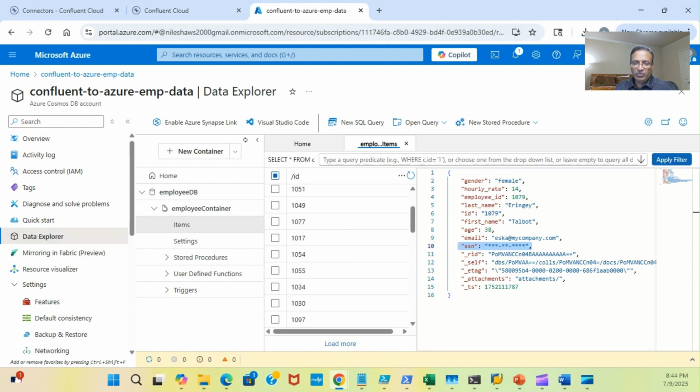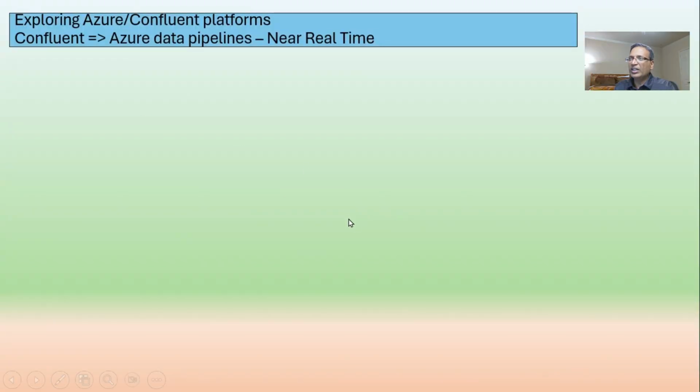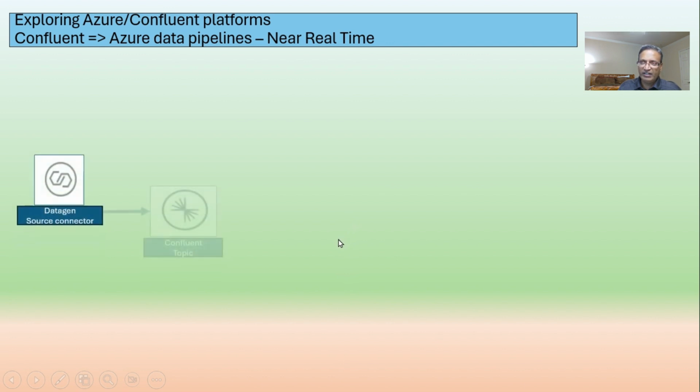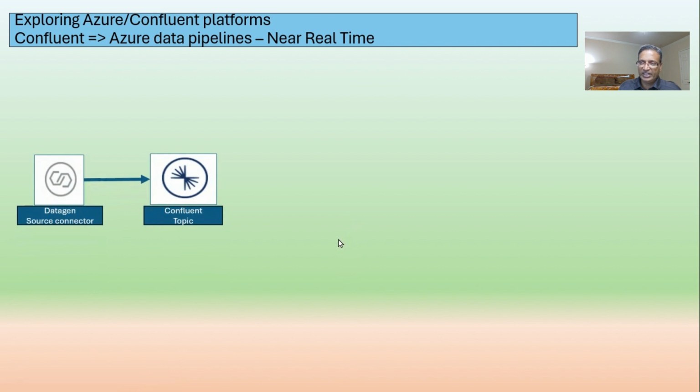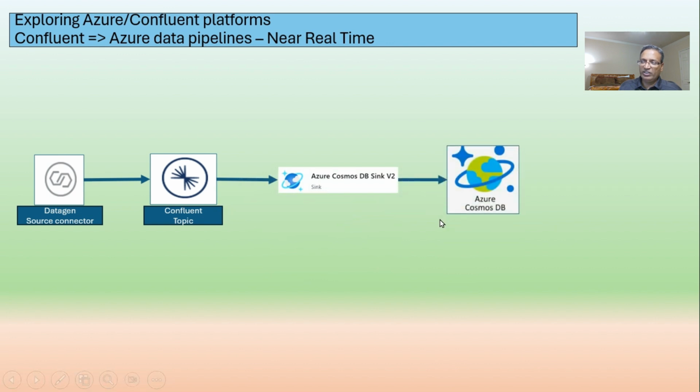I hope this was useful. So this was a quick and dirty proof of concept implementation of a near real time data pipeline using Confluent and the Azure platform. What we did was we started with the DataGen source connector. We pushed the sample employee data to the Confluent topic. From the Confluent topic, the data was pulled by the Cosmos DB sink connector and pushed to Azure, and then it was available on Cosmos DB. We can expand it further and do analytics on Cosmos DB, but I haven't done that. That's maybe for a future video. But this is the kind of data pipeline that I wanted to build.